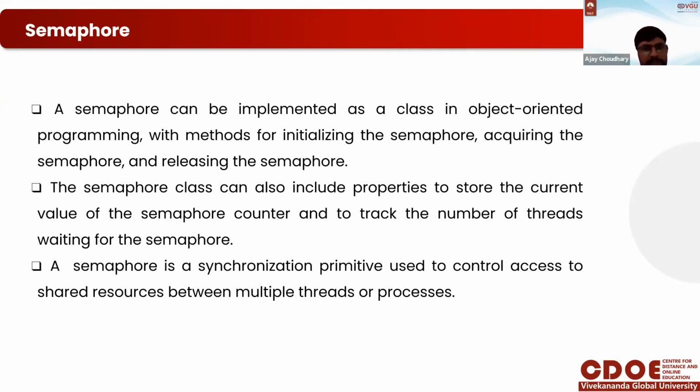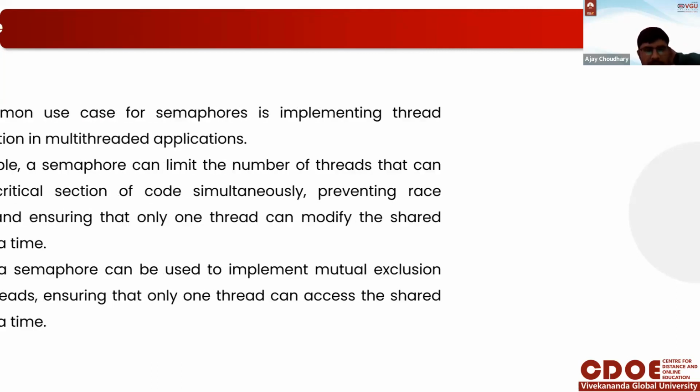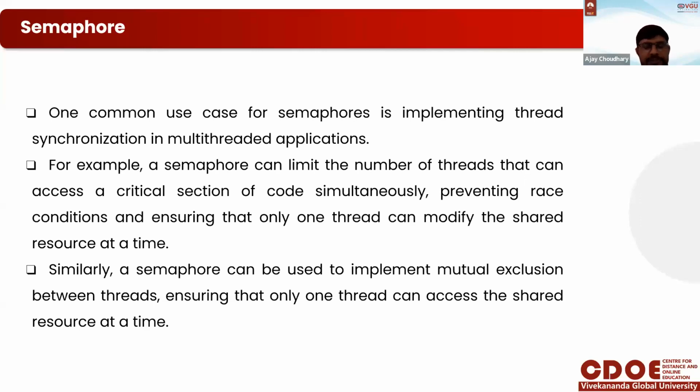We initialize a semaphore, we acquire the value, and we fix the value, how many processes or threads can run at that moment on the processor. Then we complete the release part. One common use case for semaphores is implementing thread synchronization in multi-threaded applications. For example, a semaphore can limit the number of threads that can access a critical section. So there is a term, critical section.